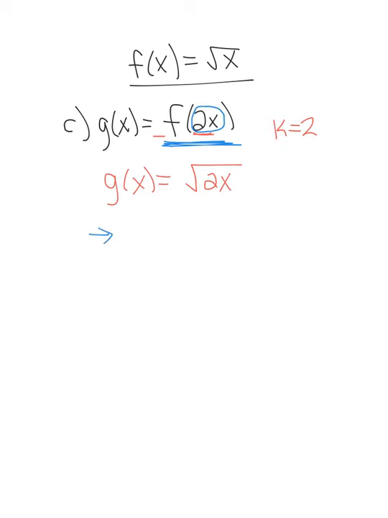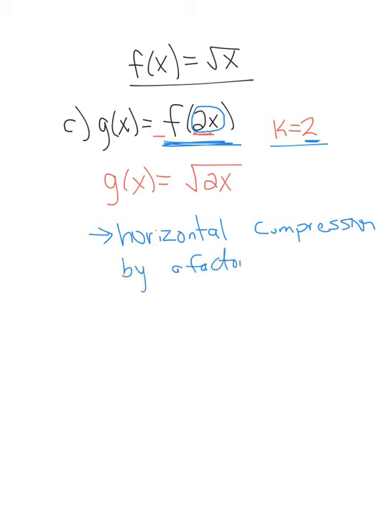Now from here, since I know that this is a k, I know that this is a horizontal change. I need to figure out if it's a stretch or compression. So typically, we would think 2 would be a stretch, but since it's horizontal, it's backwards. So we know that this is a horizontal compression by a factor of, now remember, when we're dealing with horizontal compressions, it's always 1 over k. So it's 1/2.